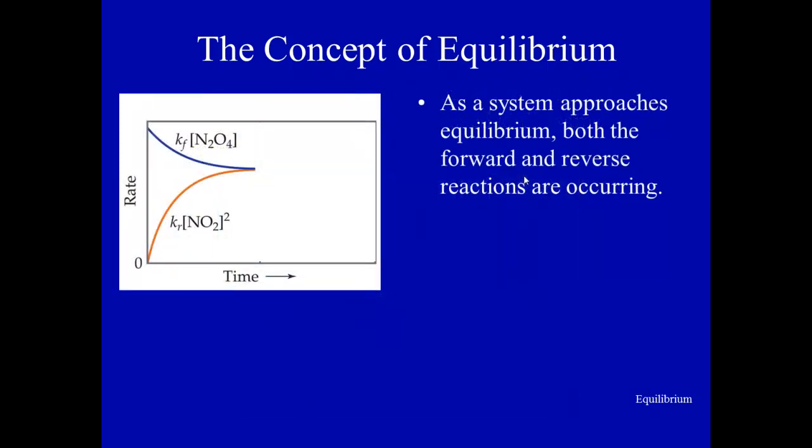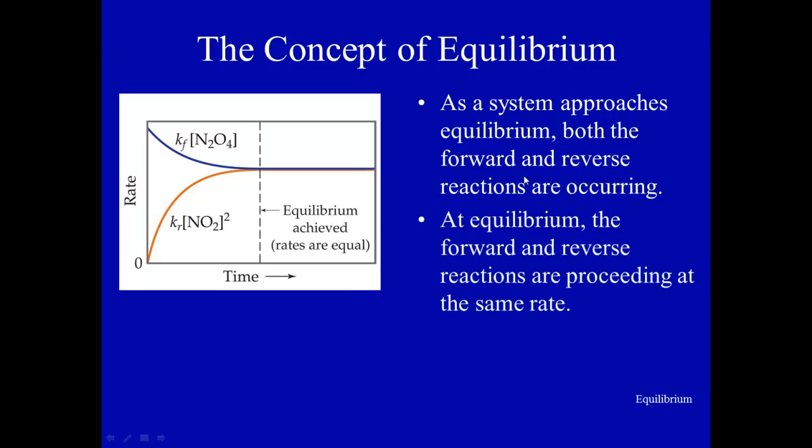So, but back to this concept of just equilibrium in general. As a system approaches equilibrium, both the forward and reverse reactions are occurring. When they hit the same rate, they are equal. So it's really important to look at the axes here on the graph. You've got time on the x-axis and rate on the y-axis. So right here, where those lines join is when you are at equilibrium. So now they're happening at the exact same rate.